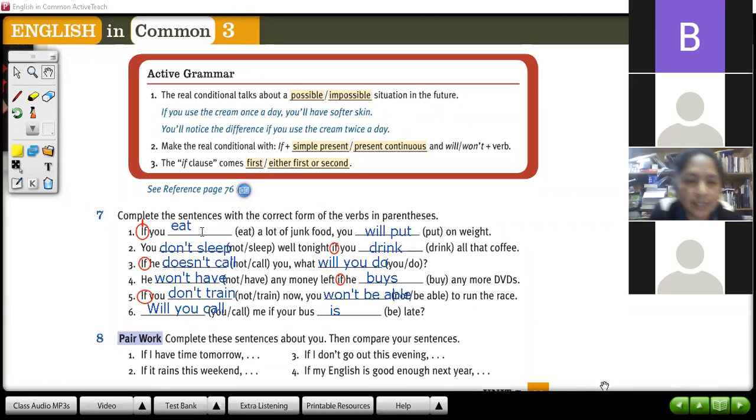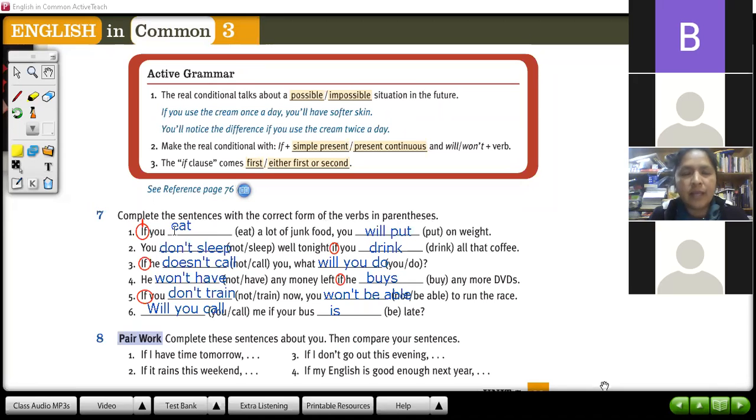Simple present. Number one: if you eat a lot of junk food, here is the result, the possible situation. You will put on weight. Put on weight, engordarás. If you eat a lot of junk food, you will put on weight. That is conditional. This sentence is the condition for this sentence.